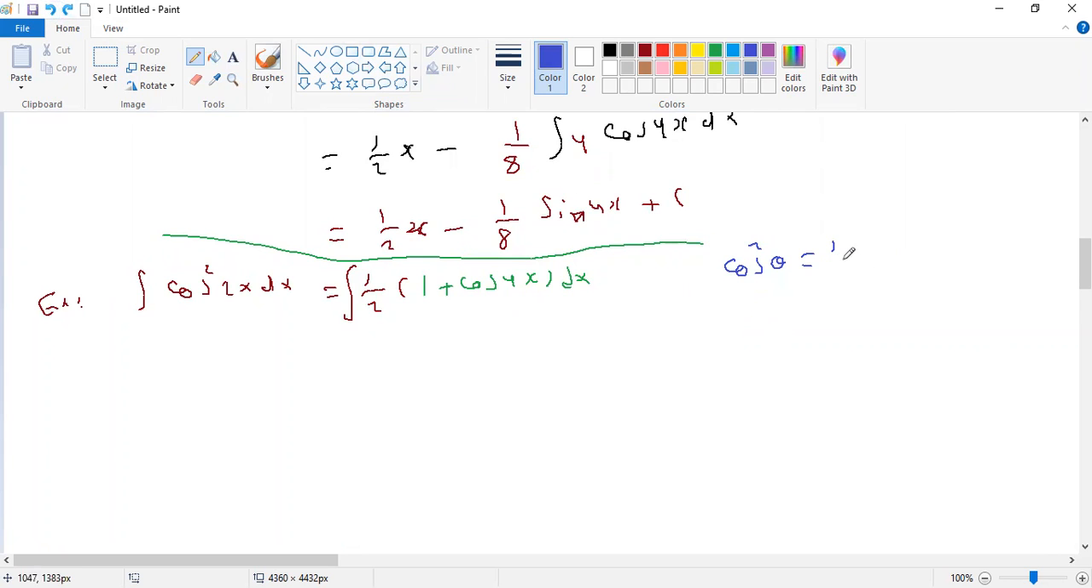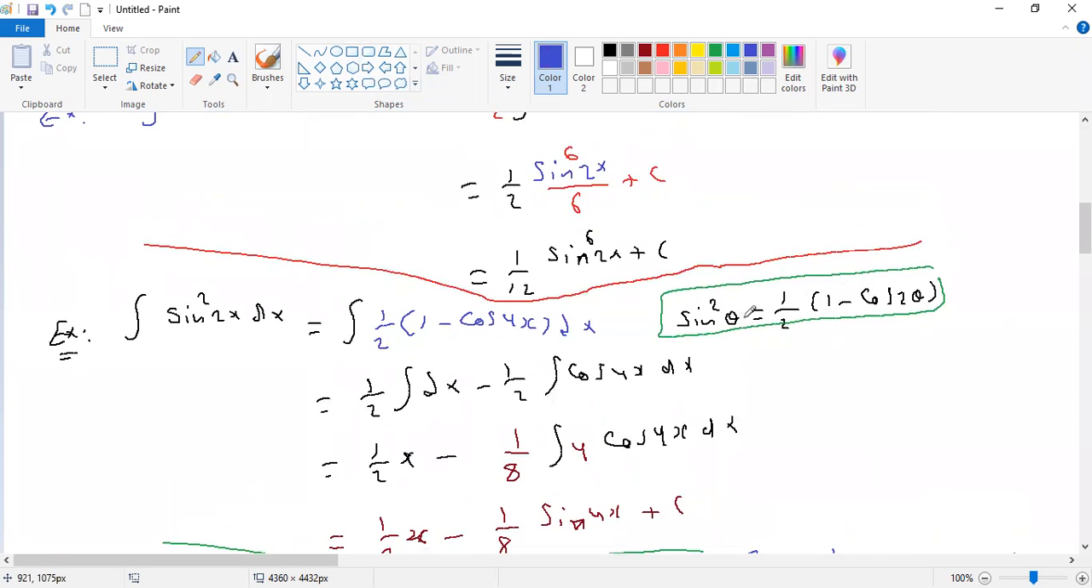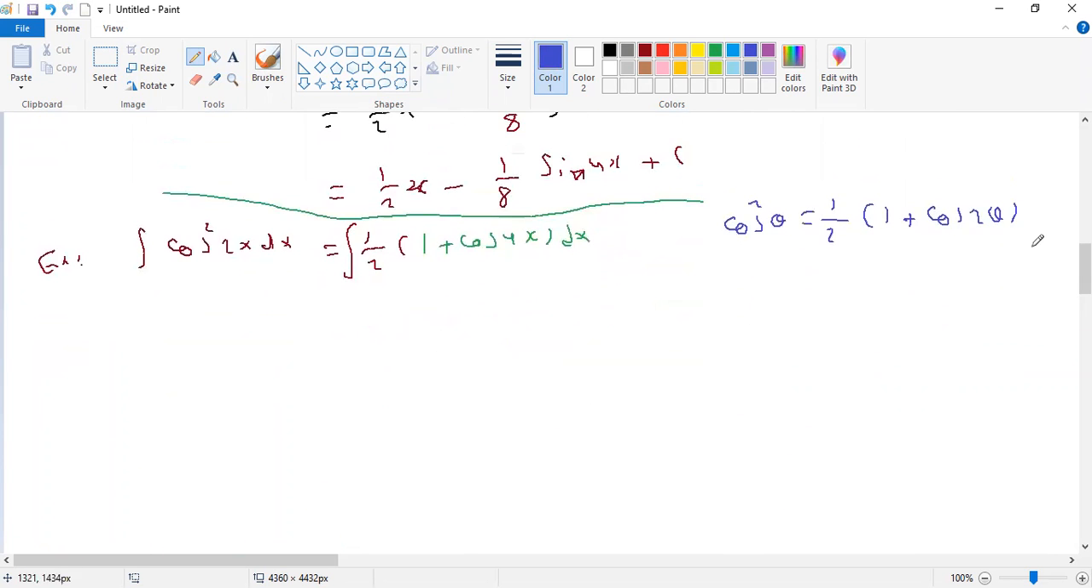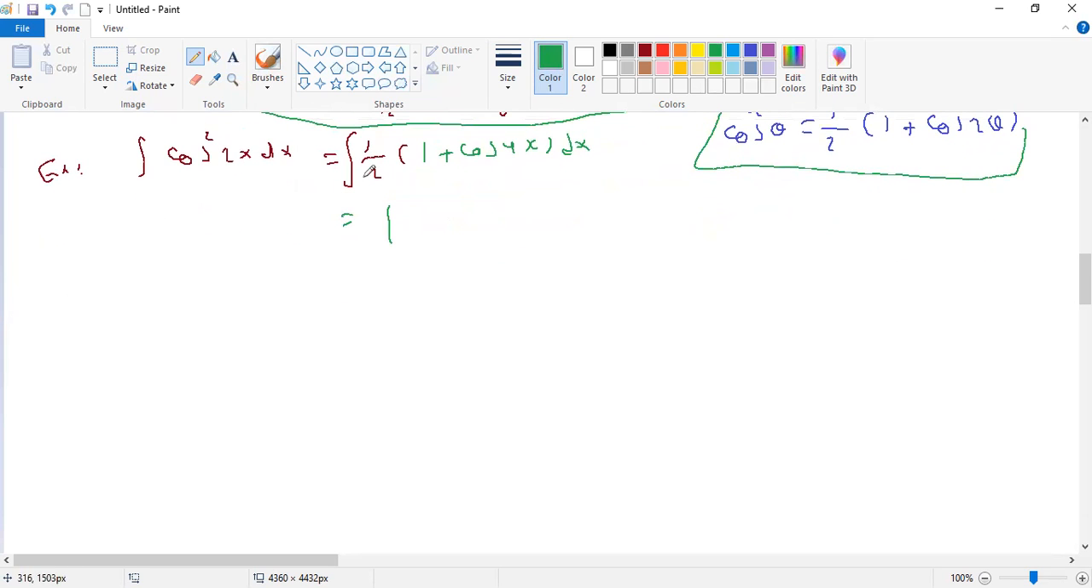Okay, it is half of 1 minus 1 plus cosine 2 theta. Look at the angle: 1 minus 2 sine squared, 2 cosine squared, the formula is 1 plus 1 plus. And the integral, we continue the same process like I did in the previous example.